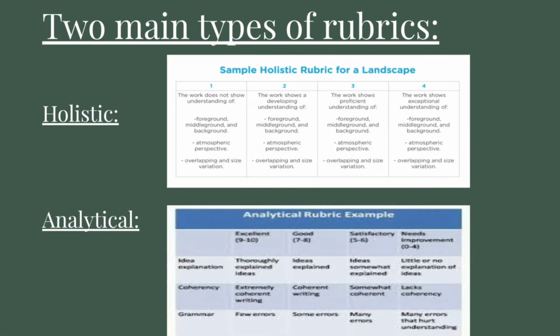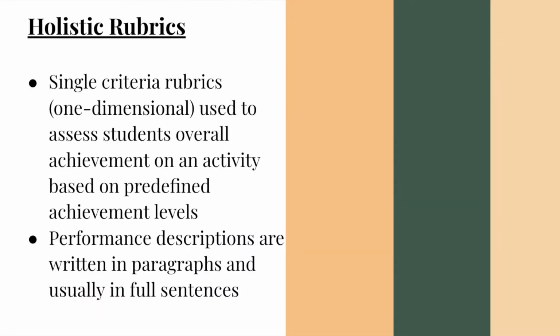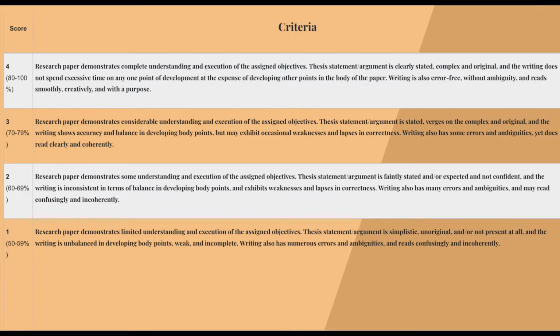Two main types of rubrics include holistic and analytical. Holistic rubrics are used to assess students' overall achievement on an activity based on predefined achievement levels. The performance descriptions on holistic rubrics are written in paragraphs and usually in full sentences. Here you can see an example of a holistic rubric. It just scores as a 4, 3, 2, or 1 with the percentages next to it and the criteria following them.